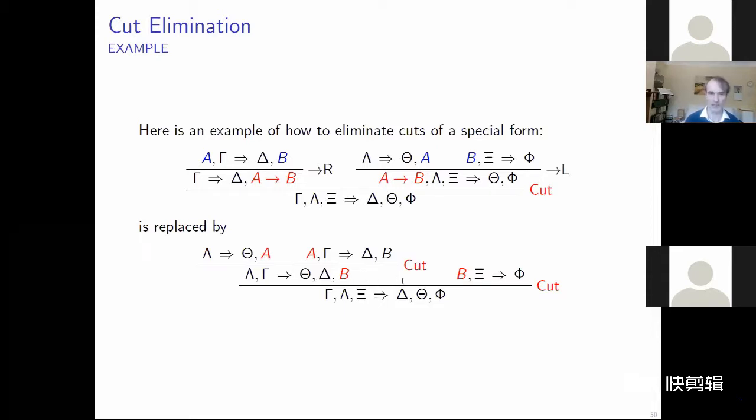now only cuts with formulas A and formula B, whereas before we had a cut with the formula A implies B. And the formulas A and B are shorter in some sense than A implies B. And you see that if you continue this procedure, eventually you will be able to remove all cuts. Of course, it's not as simple as in this example here in general. It's just to give the gist of the idea.